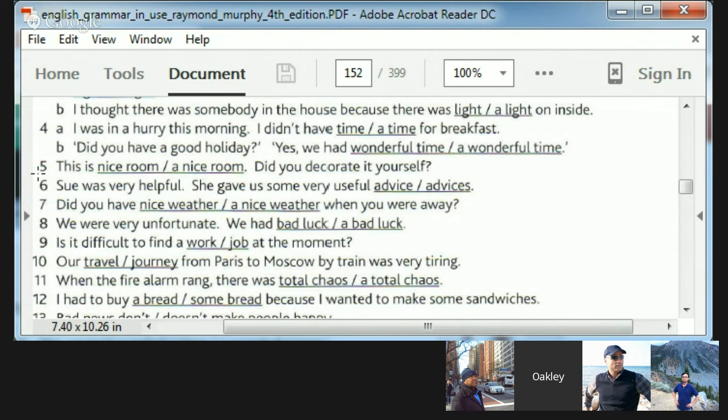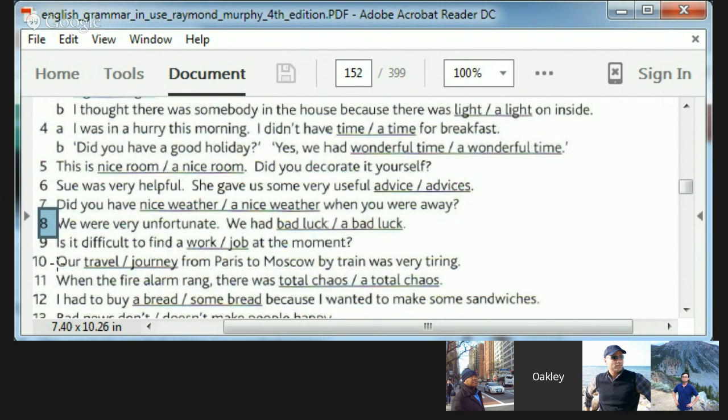Okay, JK, number 6. Sue was very helpful. She gave us some very useful advices. No, and this is such a common mistake. Never, ever, never, ever. There's no possible way to have this word with an S. Yeah, you said that before. Yeah, no matter what you do. This is a really, really common mistake, JK. You're hardly alone. Super common.